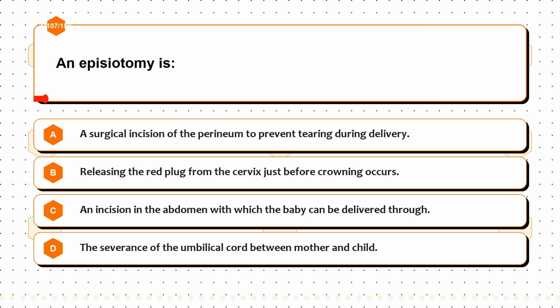Question 107. An episiotomy is, here are the options. Option A, a surgical incision of the perineum to prevent tearing during delivery. Option B, releasing the red plug from the cervix just before crowning occurs. Option C, an incision in the abdomen with which the baby can be delivered through. Option D, the severance of the umbilical cord between mother and child.